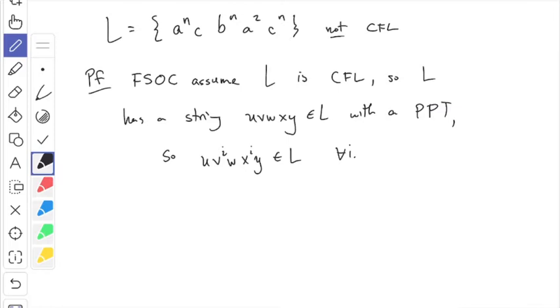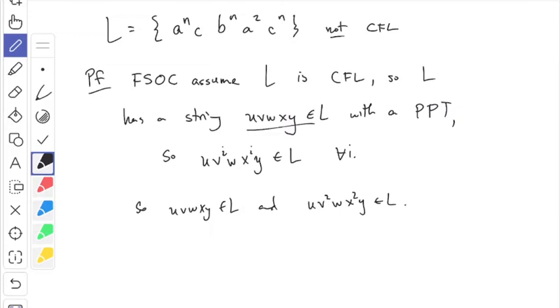So you have to consider this string UVWXY, which is in L. And also UV to the i, WX to the i, Y. I said for all i, but really it's typically only necessary to use i squared. So UVWXY is in L, and also UV squared, WX squared, Y is in L.